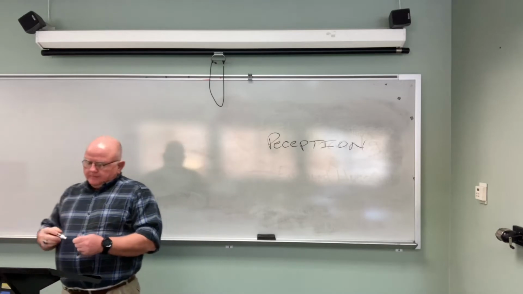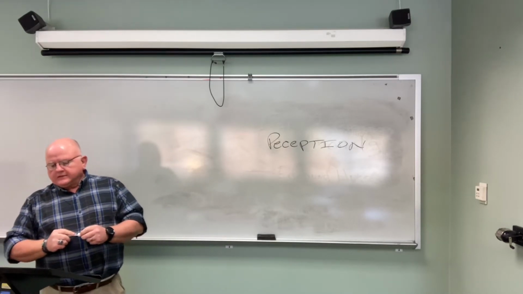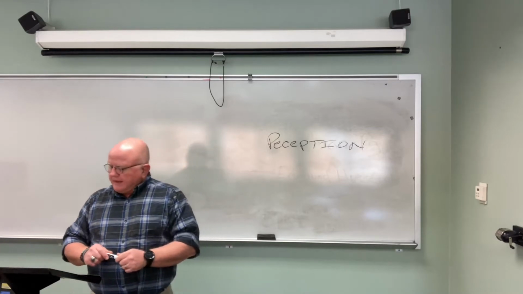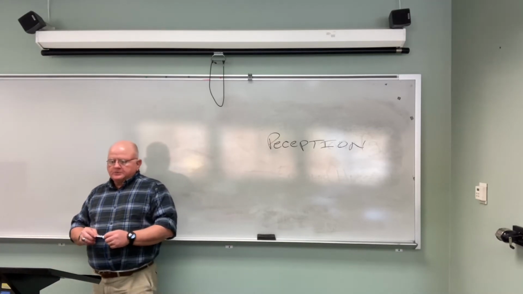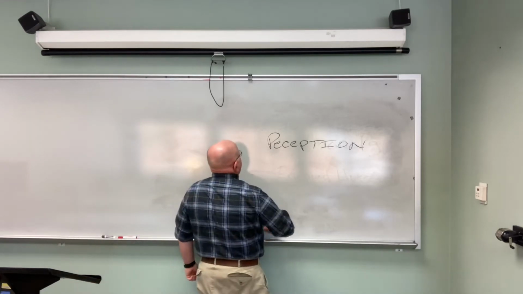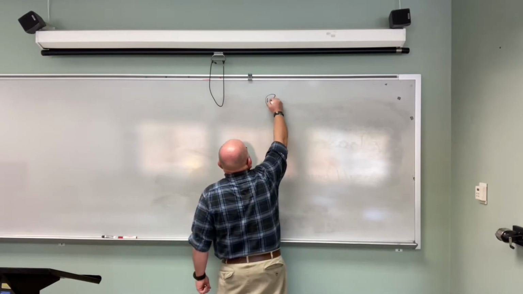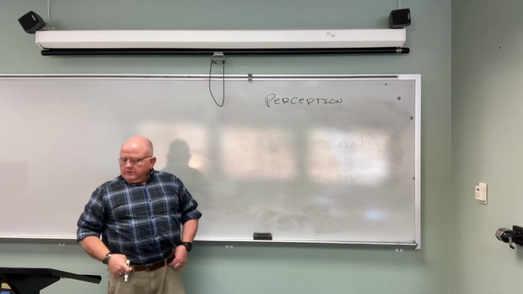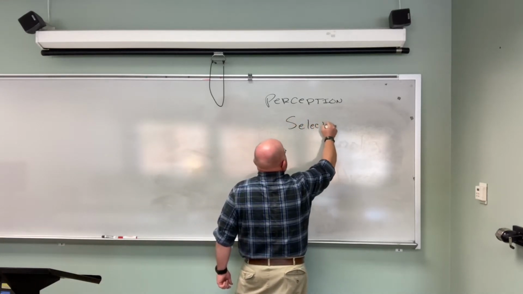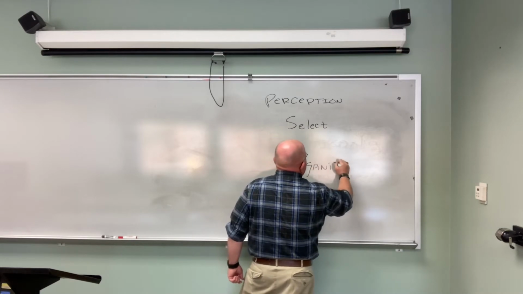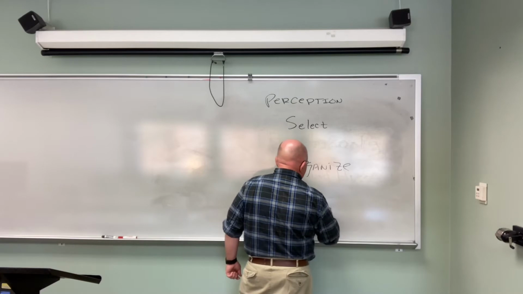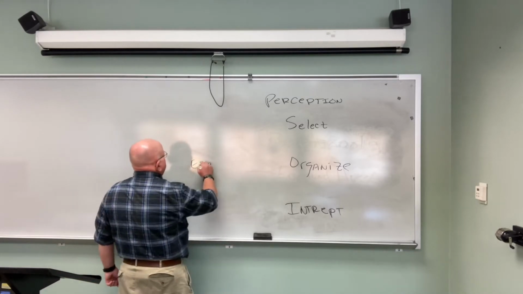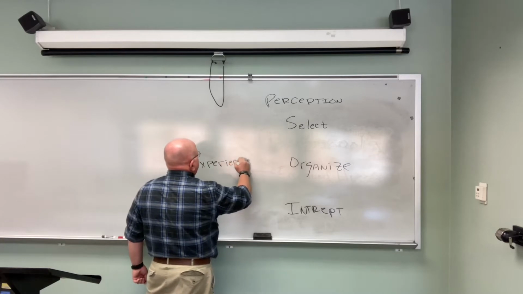Perception. Now, the textbook says perception is the process of selecting, organizing, and interpreting our experiences. Okay? The process of selecting, organizing, and interpreting our experiences. Three basic parts. Perception is how we select, organize, and interpret our experiences. Now, the textbook actually says, instead of experiences, it says information.